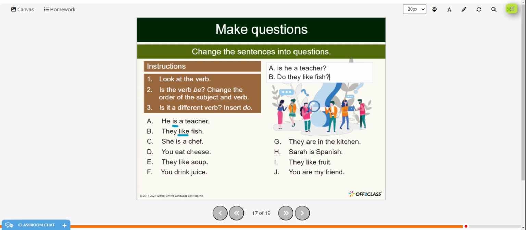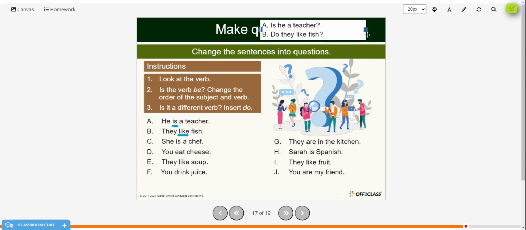All right, so try the rest of these on your own. Go through the steps. First, find the verb. Decide, is it the verb be? If it is, change the order. If it's not, put the word do at the beginning of the statement. So you can pause the video, work on those on your own, and then restart when you're ready to check your answers.